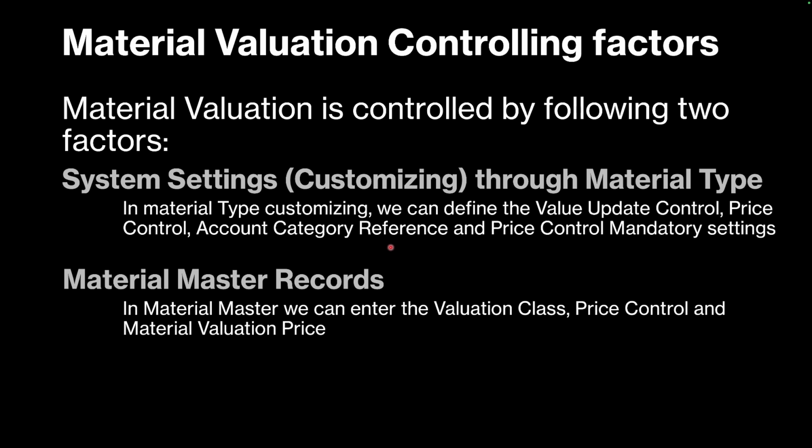So you can see here you have two controlling factors. First, you can control the valuation through the configuration of material type, and you can also control this valuation through the material master records. And in the configuration you can also define whether the material type corresponds to a material which is valuated or non-valuated. So you also have configuration related to value update control. This also we have seen in our material type configuration video, and we have also seen this in our video on valuated, non-valuated and non-stock material.